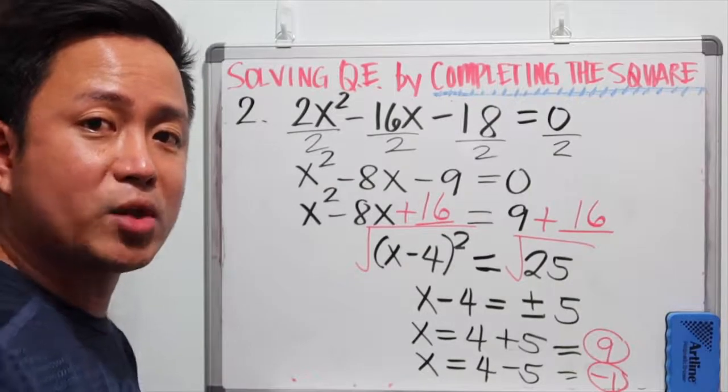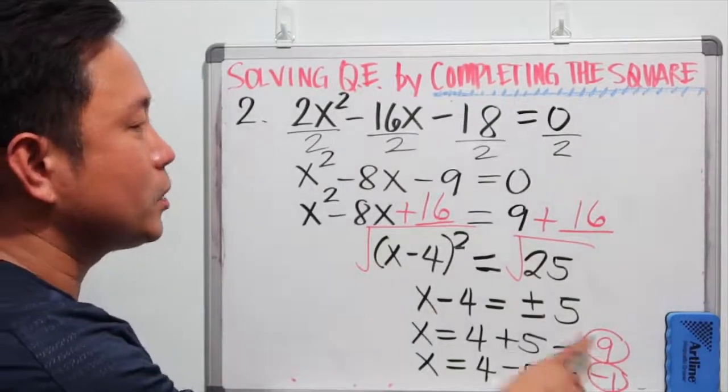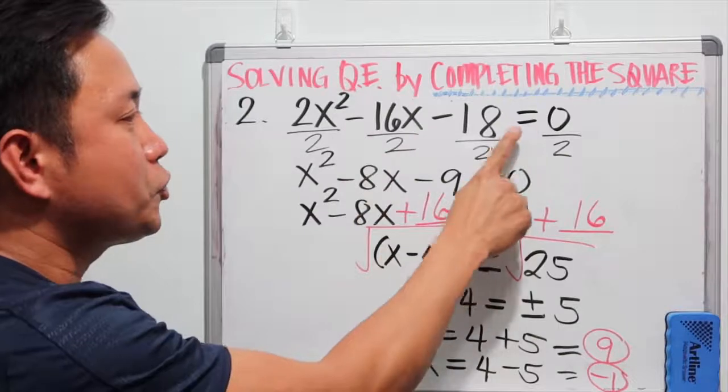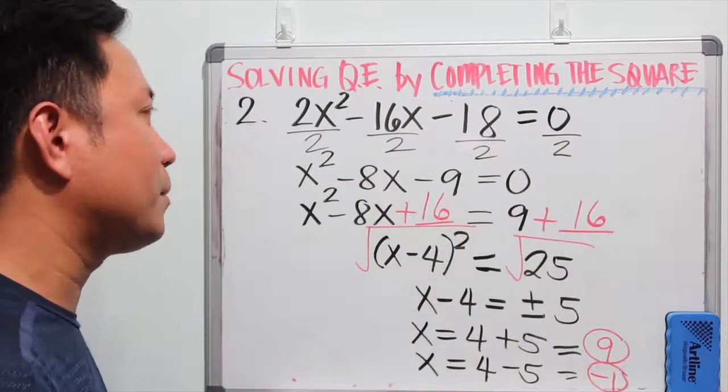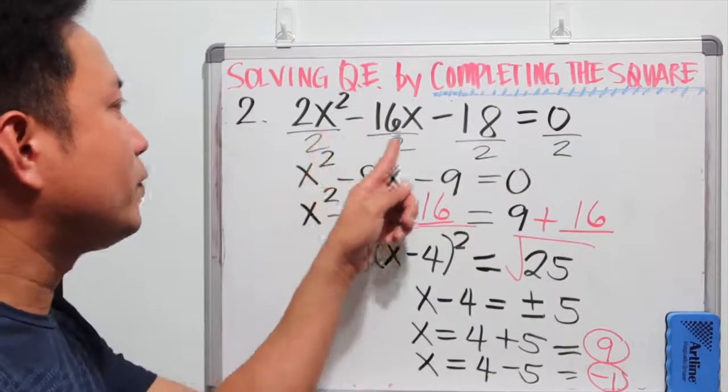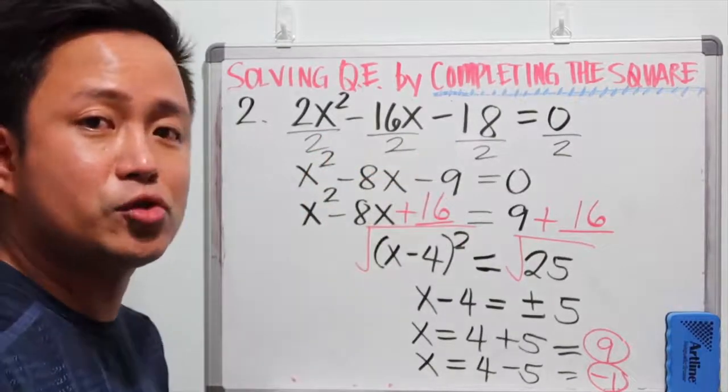And you can always check your answer. When you plug in 9 to the x values, you should get 0 on the right side. Same thing with negative 1. When you substitute negative 1 to all the values of x, the equation should be true.